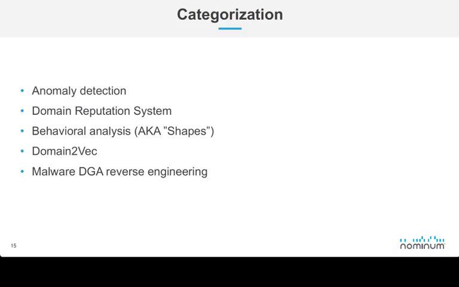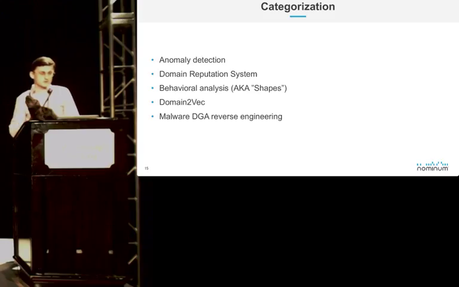There are a lot of different methodologies that we use at Nominum to do categorization, because the interesting question is what we can tell about them. There is anomaly detection. We also have a domain reputation system that tries to map domains to IPs and reputation. Behavioral analysis, where we look at shapes of the traffic. We have correlation technology. And we also have a DGA project that takes advantage of the great work of cybersecurity reverse engineers around the globe.